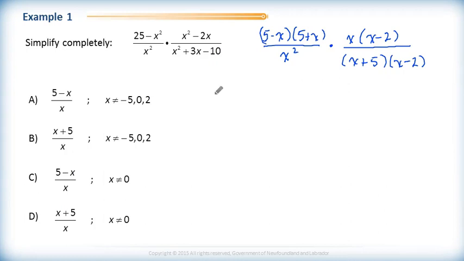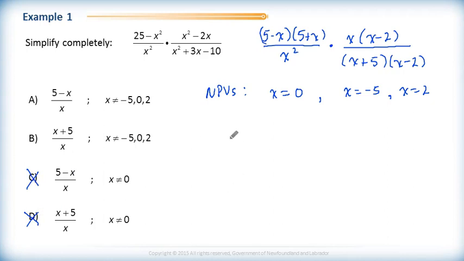Next, we have to find our non-permissible values. I'll abbreviate that as NPVs. From this denominator, if x is 0, then we would be dividing by 0. If x is negative 5, that would make this factor equal to 0, so we don't want that. And x equals 2 would make this factor equal 0. Again, we don't want that. So therefore, since these non-permissible values become our restrictions, we can rule out C and D as options, down to A and B.